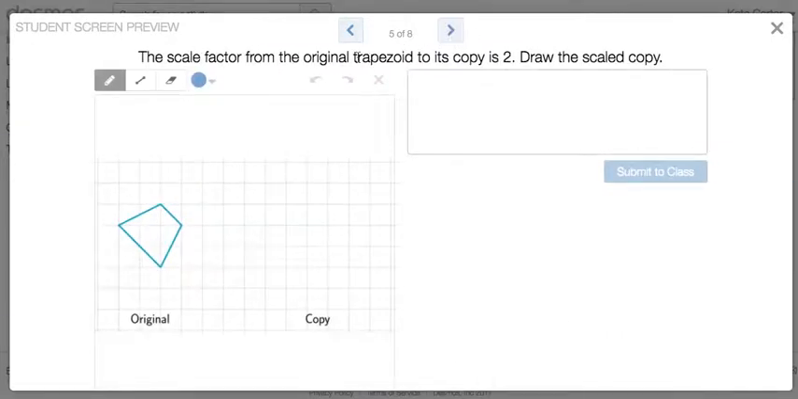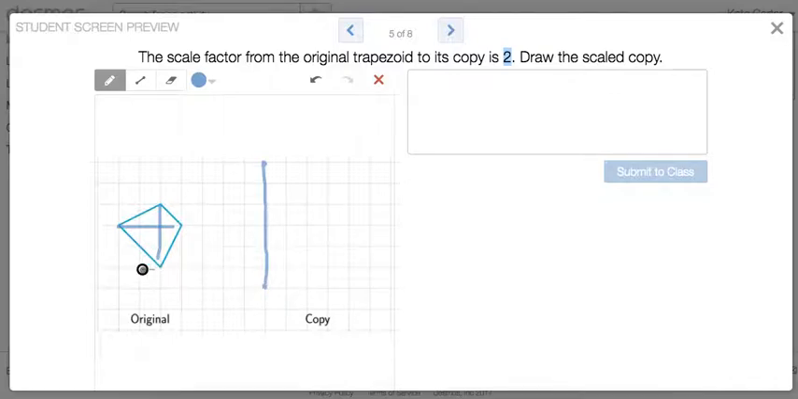In this case, we have a trapezoid, and the scale factor is 2. So that means that every side length, every distance really at all, needs to be doubled. Now this is tricky because I have diagonal lines, but I can pay attention to things that are on the grid, so like these horizontals and verticals. So that's what I'm going to do. I know that I have 3 along this vertical here, so I'm going to come up 1, 2, 3, 4, 5, 6, and just put a point there and a point there.